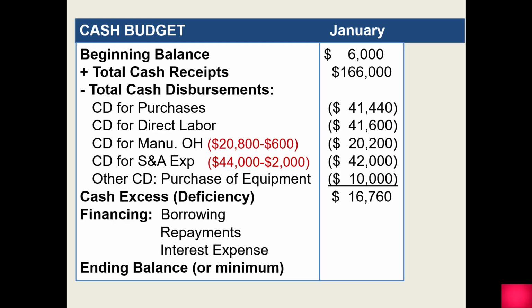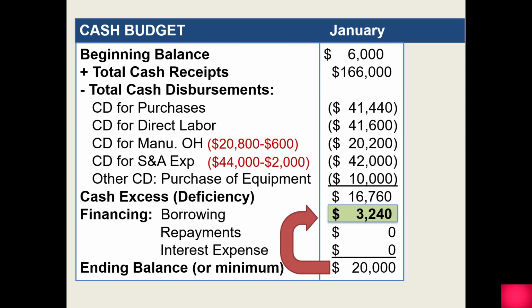So when we factor this in, we first look at the fact that we need an ending balance of $20,000. Because we had no beginning loans, we'll have no repayments, we'll pay no interest, and we can work back to see that we will need to borrow $3,240 during the month of January.